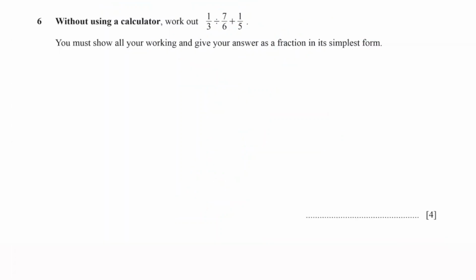Question number 6. Without using calculator, work out the values. So we need to use the Bodmas rule also. So you know that I have a division sign here. If I write multiplication instead of division, this number will be reversed. 6 will go up and 7 will come down. Okay, so you should know this. And the plus sign is there, plus 1 by 5.